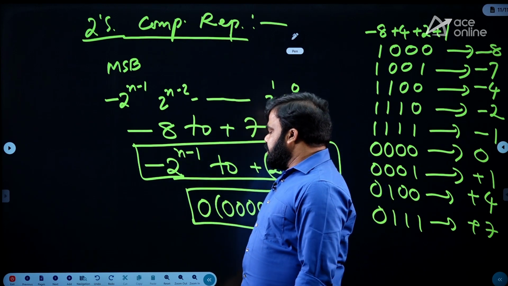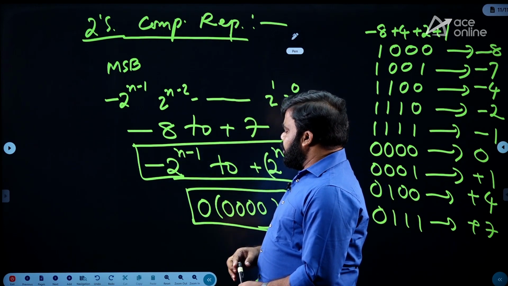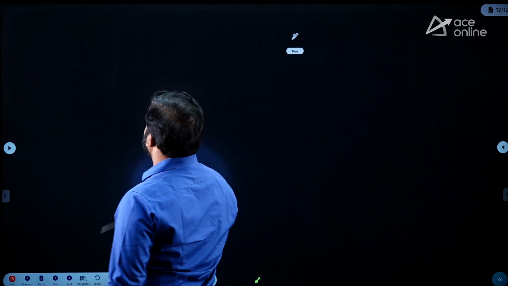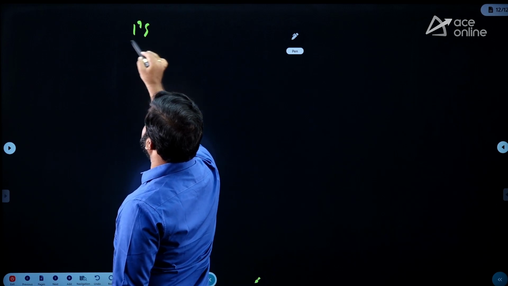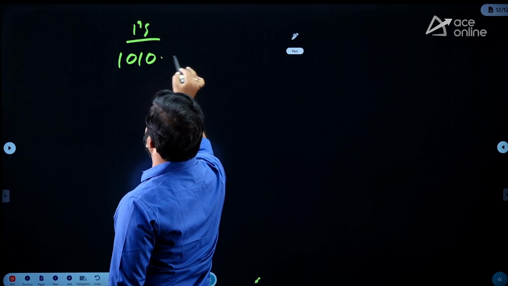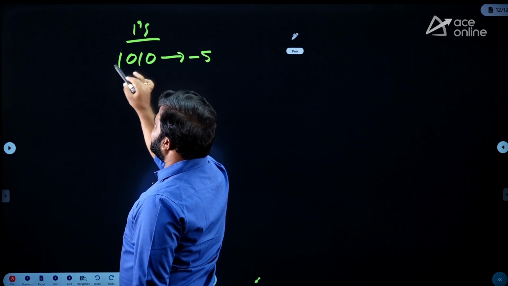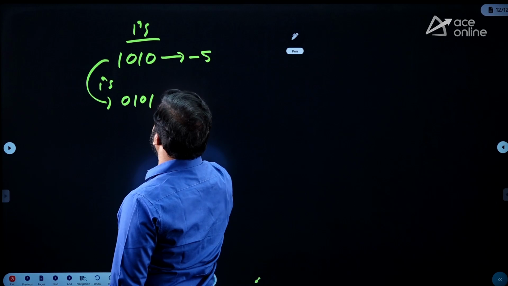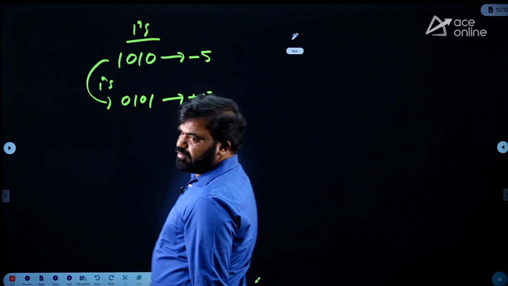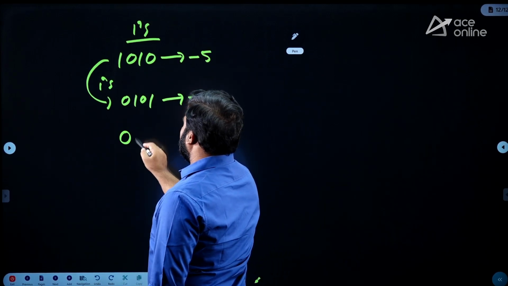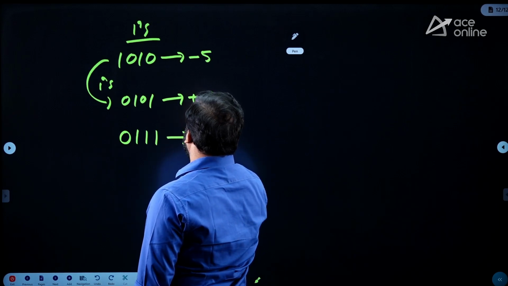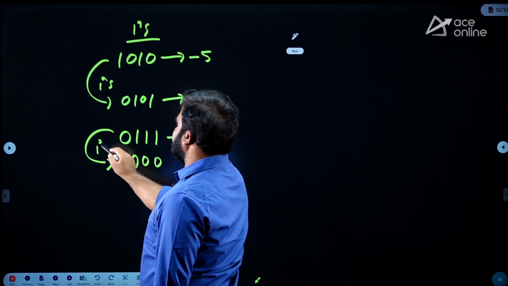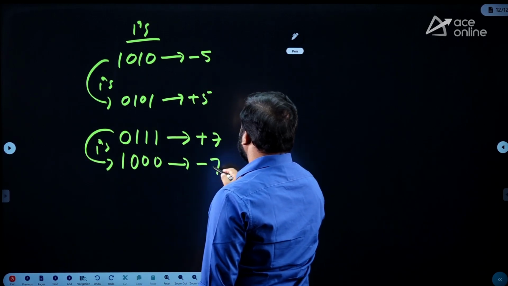Now, let us see why these are called 1's complement and 2's complement. A quick revision we can do. In the 1's complement representation, 1 0 1 0, the decimal equivalent is minus 5. Why? Minus 7 plus 2. If I take the 1's complement of this, what we get is 0 1 0 1, it is plus 5. If 0 1 1 1 has decimal equivalent plus 7, and I take the 1's complement, 1 0 0 0, then it is minus 7.